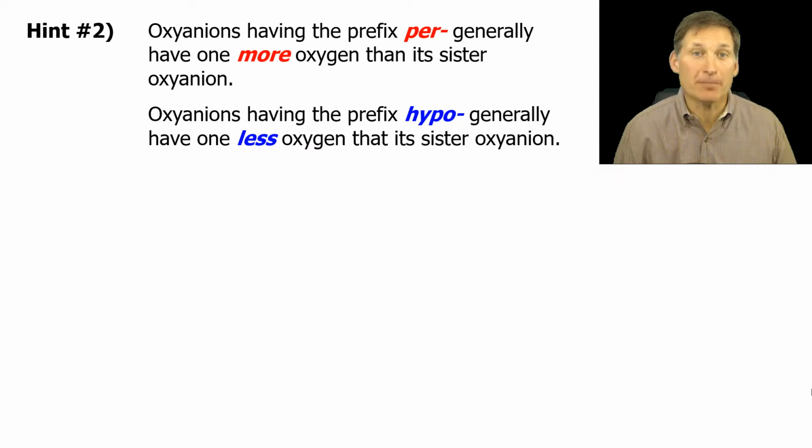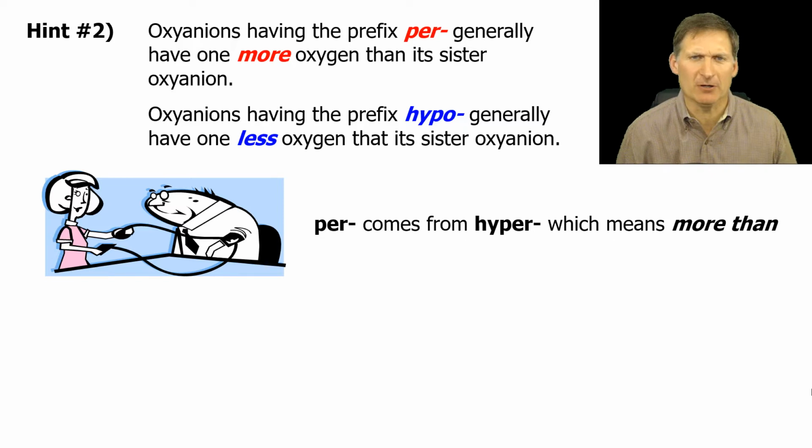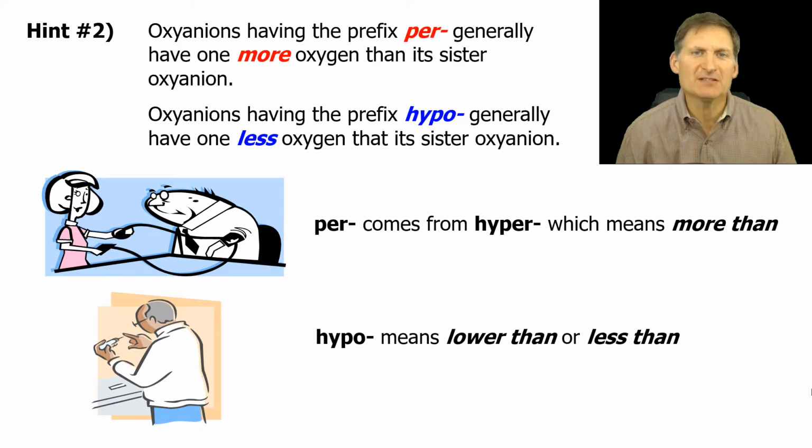Oxyanions having the prefix "per" generally have one more oxygen than its sister oxyanion lacking the prefix, and those having the prefix "hypo" generally have one less oxygen. Per comes from hyper, which means more than. Just like if someone has hypertension, they'll have blood pressure more than normal. Hypo means less than. Just like if someone is hypoglycemic, they have less than normal blood sugar levels.